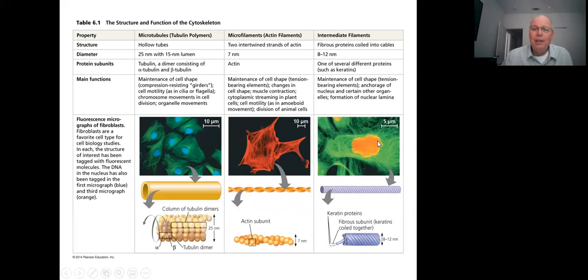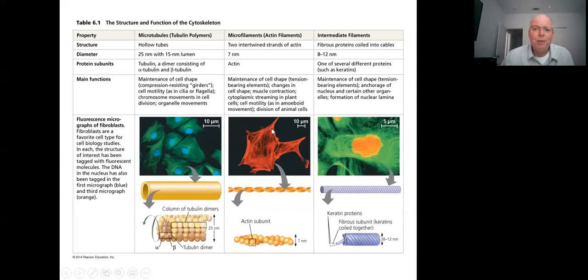But these are the reinforcing fibers. These are the fibers that resist tearing and stretching. So these are the strong fibers of the cytoskeleton.